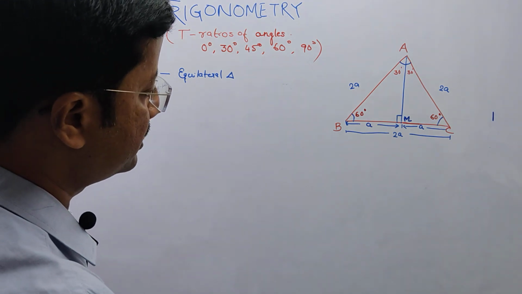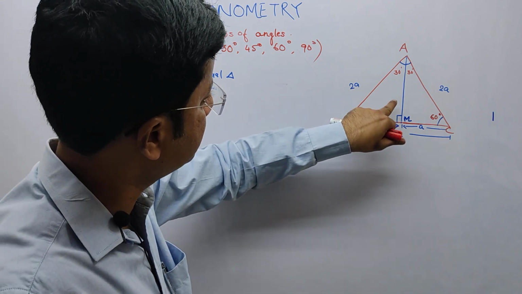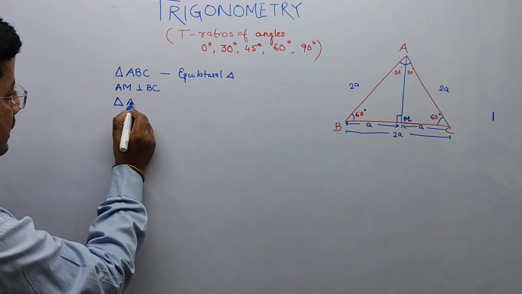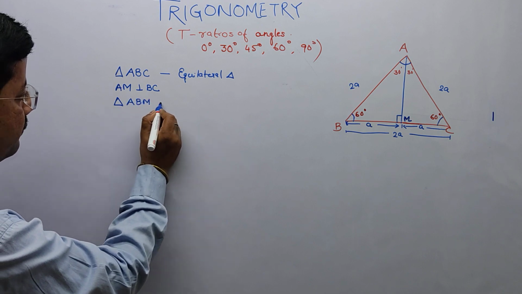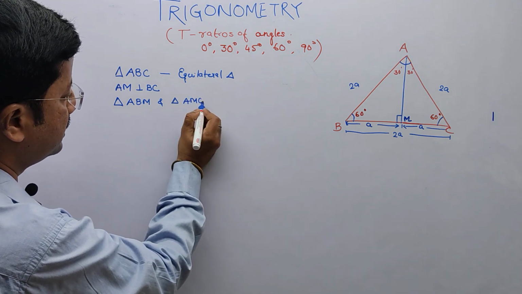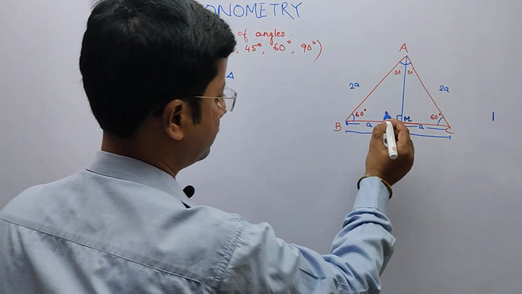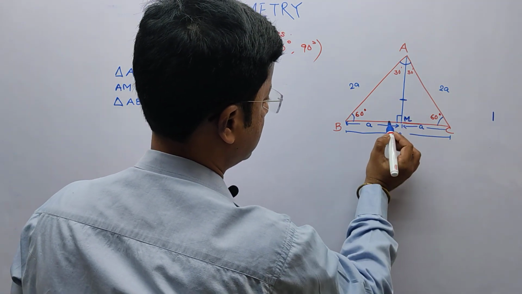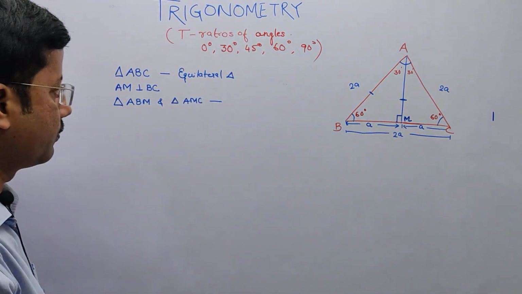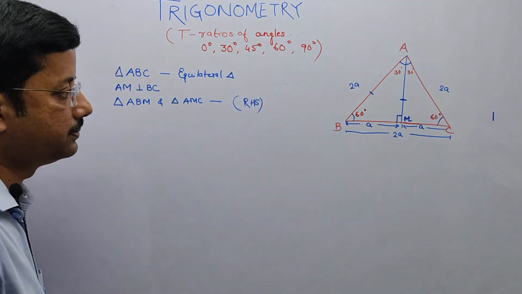Now when AM is perpendicular to BC, then what do we see here? We can see triangle ABM, and triangle AMC. They both are congruent triangles. They become congruent because this is a common side, this is 90 degree. Then the RHS property, both the triangles are congruent, right?